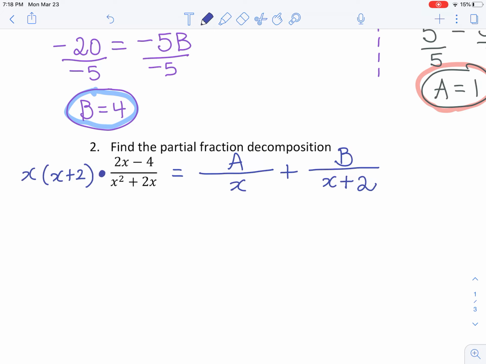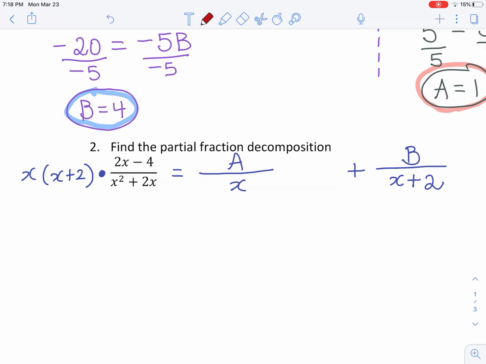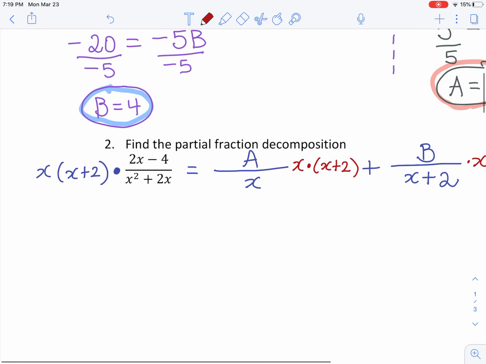That fraction gets multiplied by x times x plus 2. If I can squeeze in some work over here, I'm going to multiply the second one by x times x plus 2. And then this last fraction by x times x plus 2, right? Okay, let's see. Now, all the way on the left, well, we factored that and we got that to be x times x plus 2.